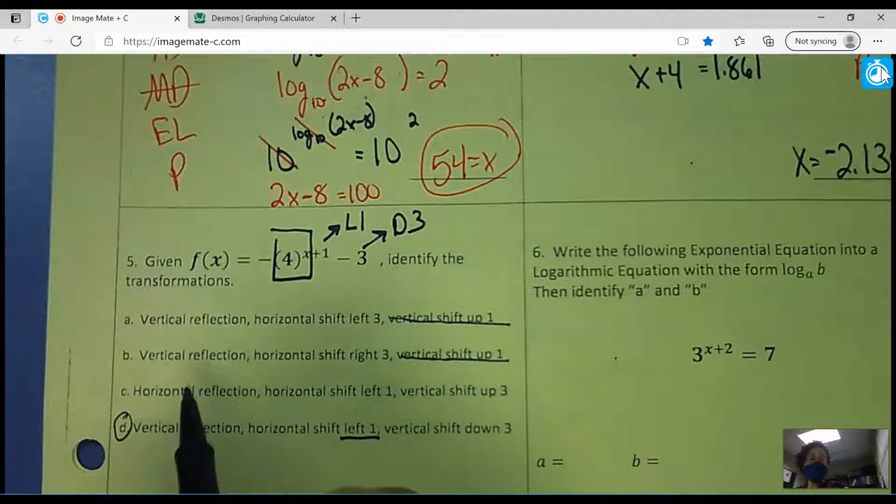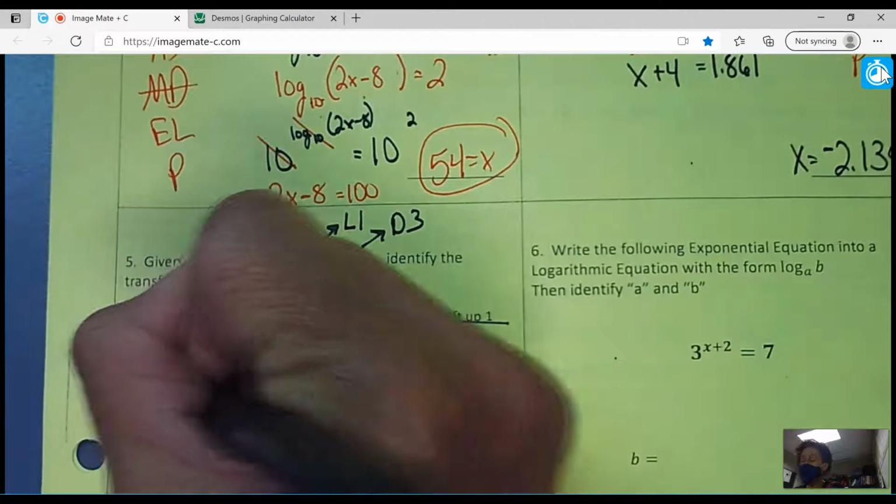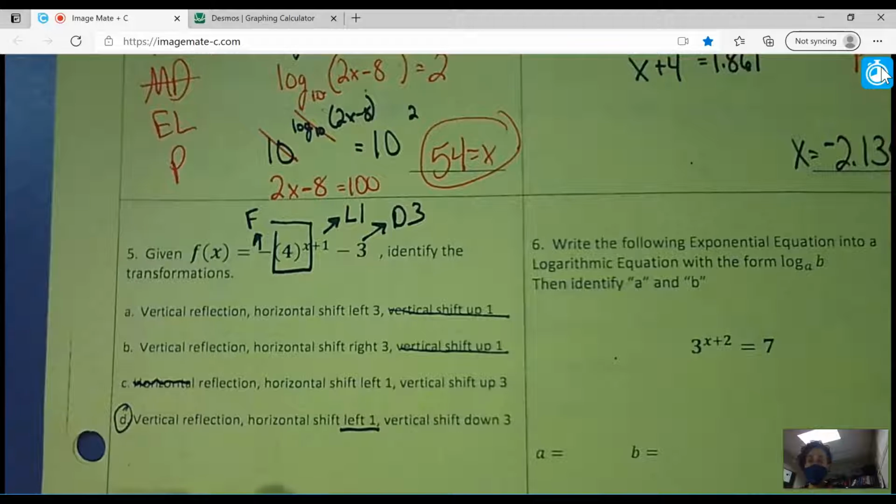And if you do remember, I told you as far as the reflection part goes, because that's the flip, that we will never, ever have a horizontal. It will only be a vertical. So our answer choice is going to be D.